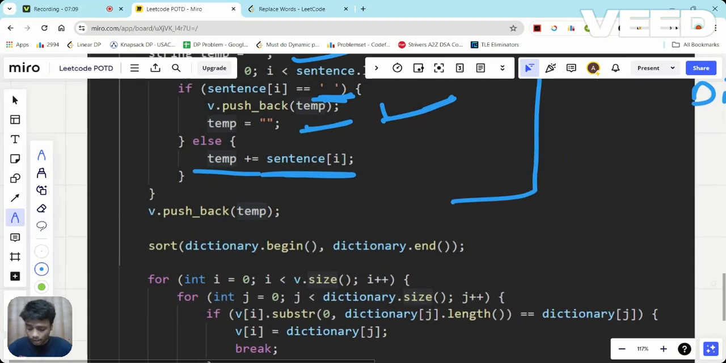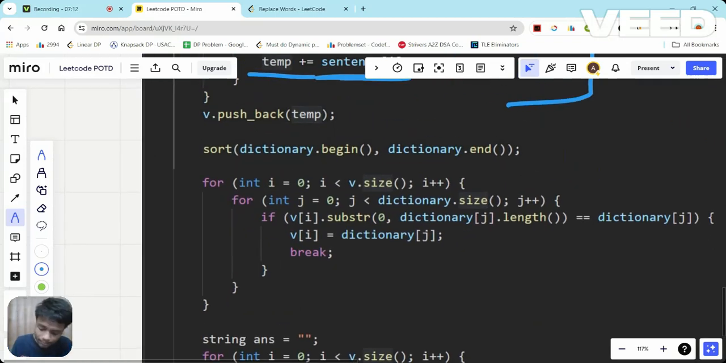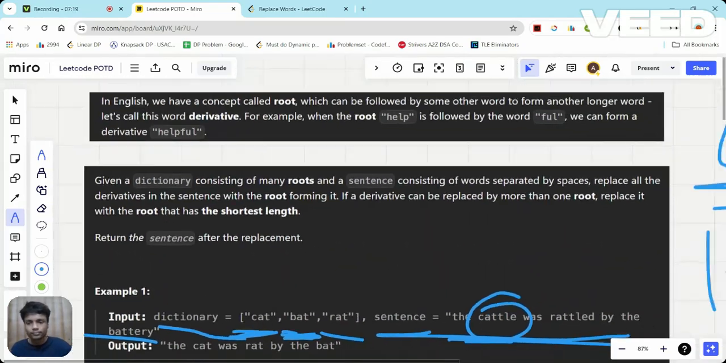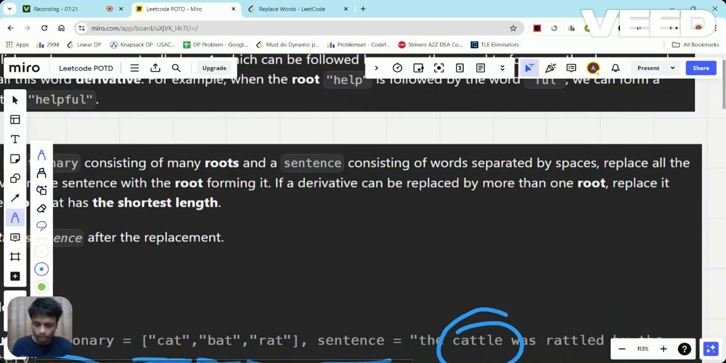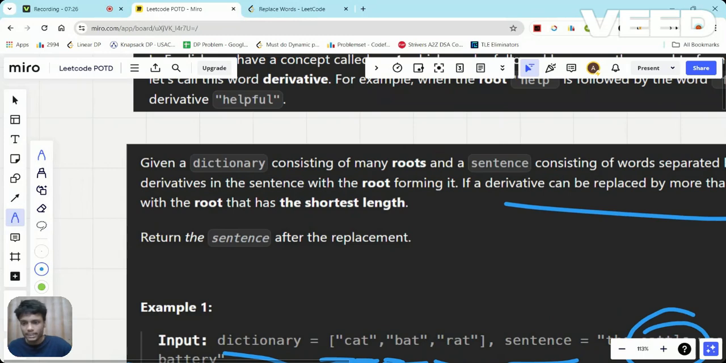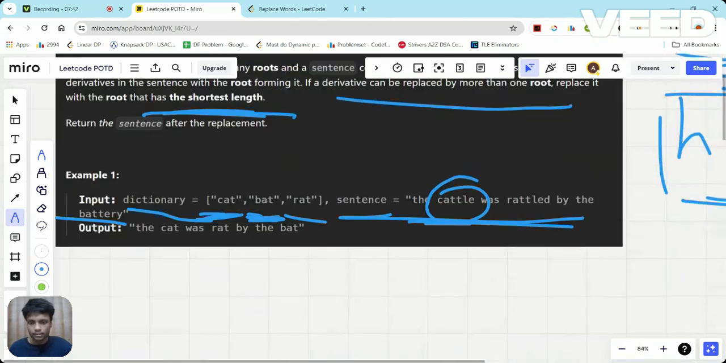Now the next thing I am doing is sorting the dictionary. Why? Because if you see the problem statement, if the derivative can be replaced by more than one root, replace it with the root having the shortest length. Otherwise it will fail on a test case where we select a longer root instead of the shorter one. So we need to sort it for this.